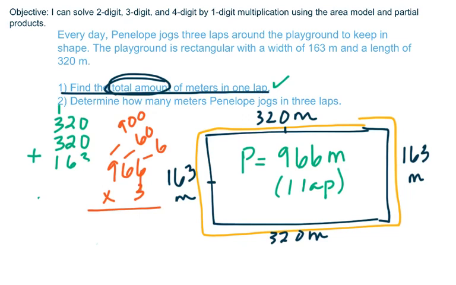3 times 6 is 18. 3 times not just 6, but 60. 3 times 6 is 36, times 10, bump it over, and I got a 0 on the end, so 360. And 3 times 900, well, 3 times 9 is 27, times 100 is 2,700.